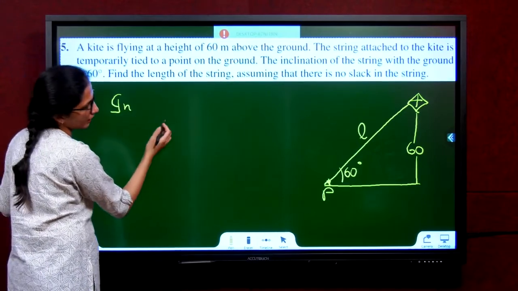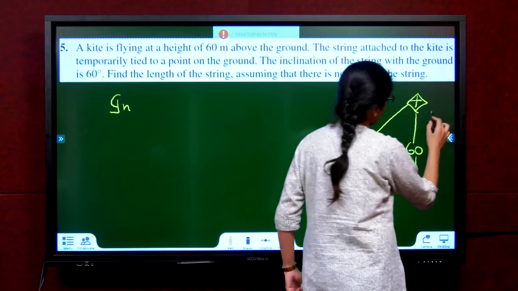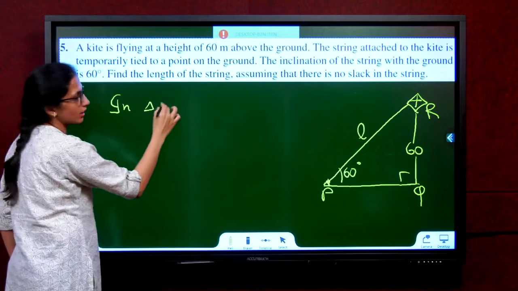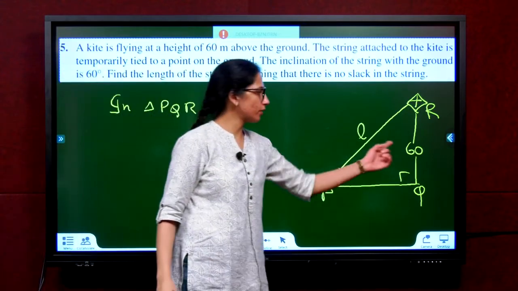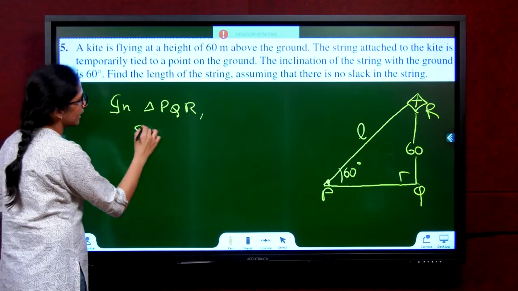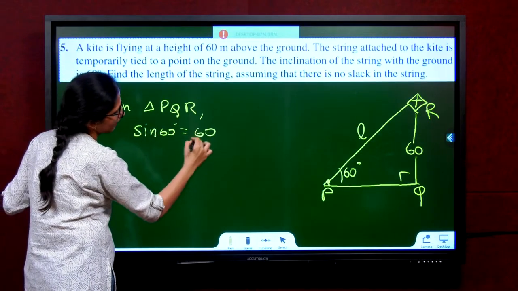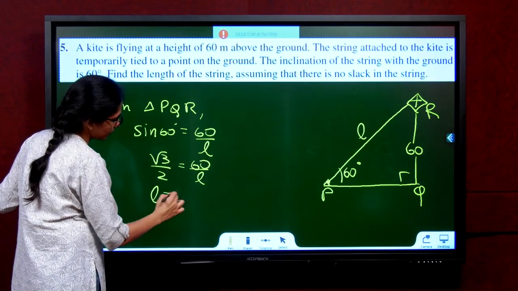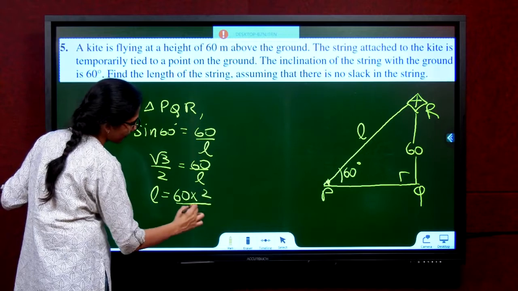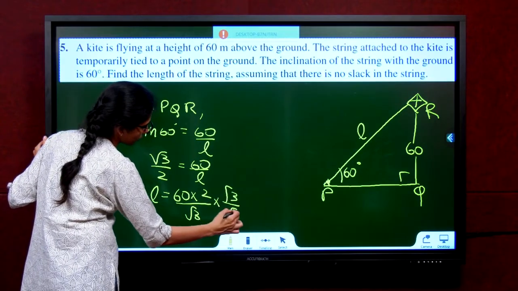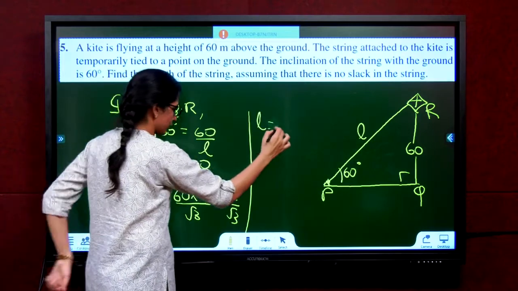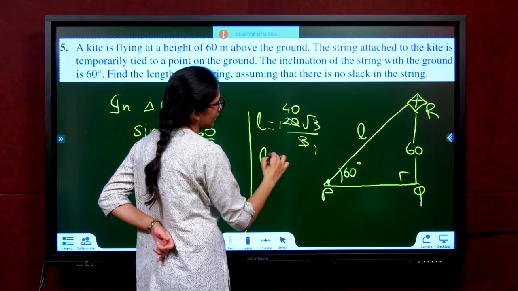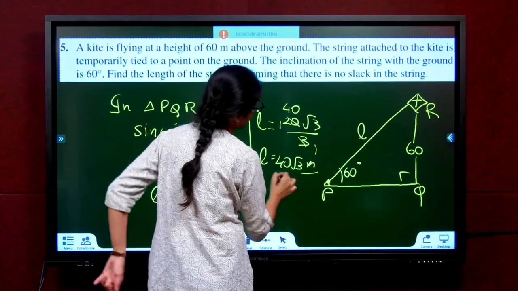In the triangle, so let's say it's PQR. In triangle PQR, this is the height given, so it's 90. In triangle PQR, you have the opposite, you want the hypotenuse. Which ratio? Sine. Sine 60 degree is equal to 60 by L. Root 3 by 2 is equal to 60 by L. L is equal to 60 into 2 by root 3. Multiply and divide with root 3 to rationalize. So you get L is equal to 120 root 3 by 3. L is equal to 40 root 3 meters. That's the length of the string.